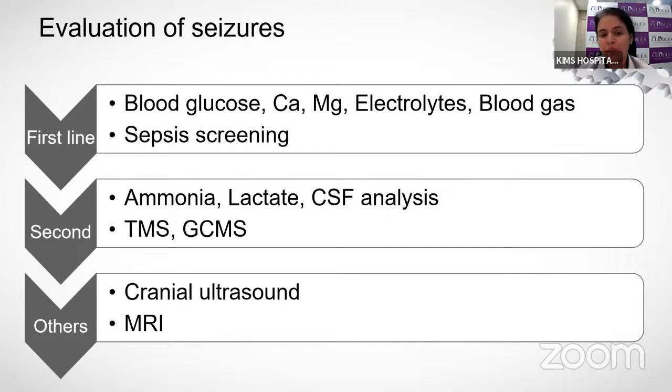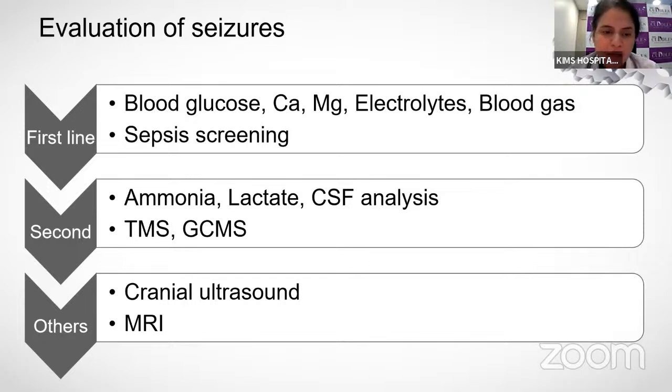As a part of the second line blood workup for seizures, one might have to consider a metabolic workup, a basic metabolic workup, which typically includes serum ammonia levels and lactate levels. This may be accompanied by urine ketone evaluation. A blood glucose and anion gap would generally be available even from the first tier investigation.